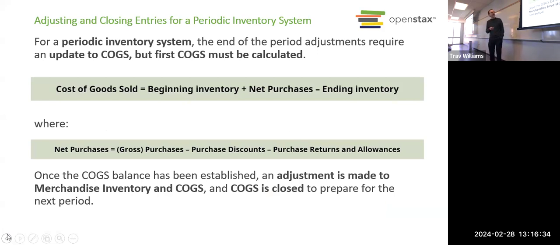All right. Now, in the periodic method, once you count up and figure out how much inventory you have, you can calculate your cost of goods sold. So here's the formula for doing that. Your beginning inventory plus the net amount that you purchased minus your ending inventory tells you the cost of what you sold. And how do you get your net purchases? Well, we got the formula for that too. Gross purchases minus discounts, returns, and allowances.